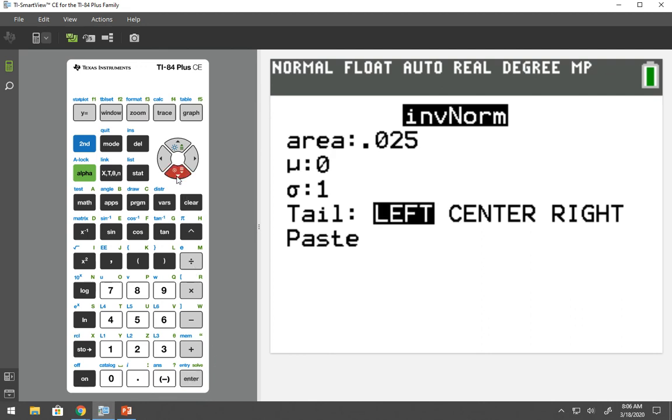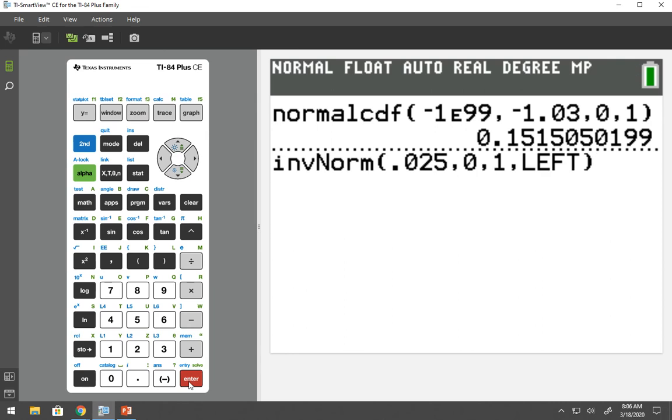I'm going to paste this thing. This is the command line you see right here. So if you don't have a calculator that shows you the menu that I'm showing you, then it'll say first number is your area, second number is your mu, and the third number is your standard deviation. And I've told it I want to be on the left side. These things don't need to be inserted because they're always guaranteed to be 0 and 1 per the calculator. And you're just telling it I want the area to the left of 0.025.